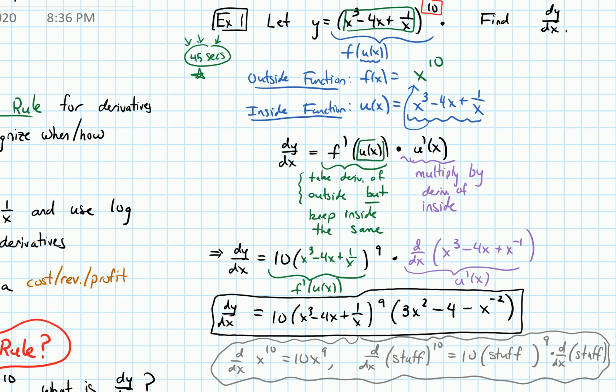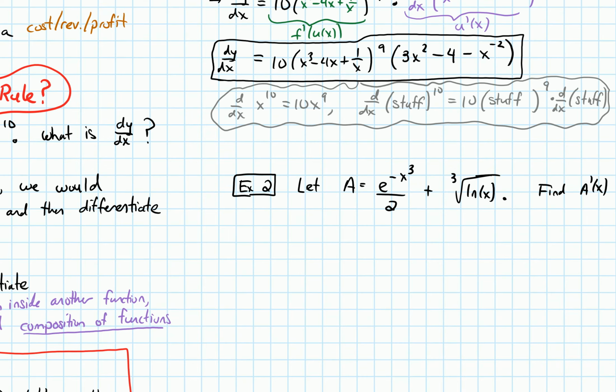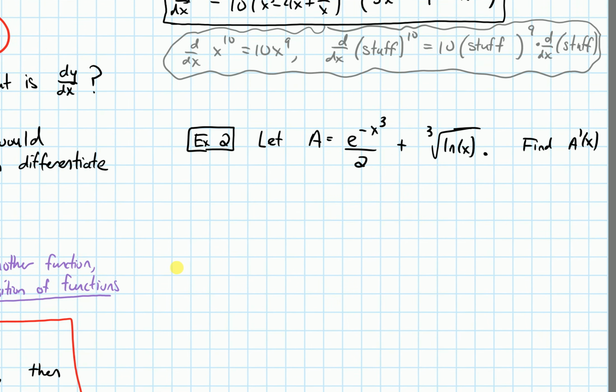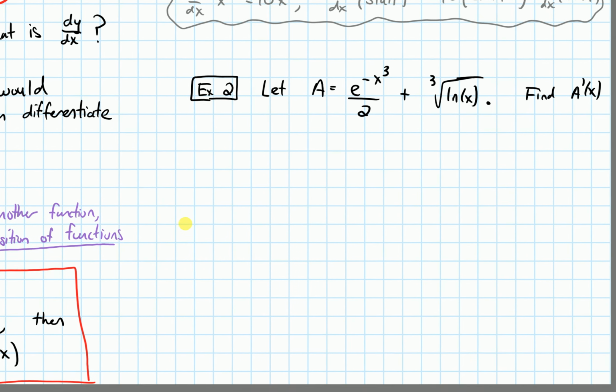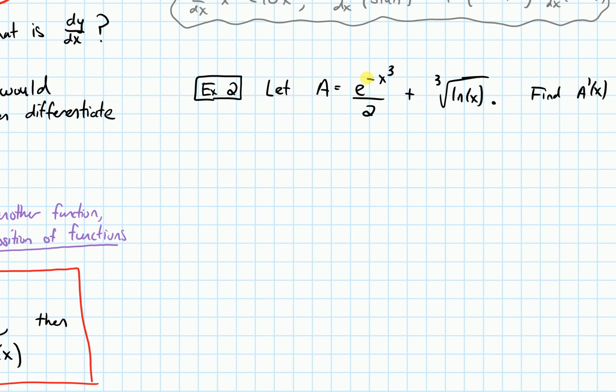So let's look at another example. In this next example, we have this function a of x, which equals e to the negative x cubed over 2 plus the cube root of ln of x. And I want to find the derivative.